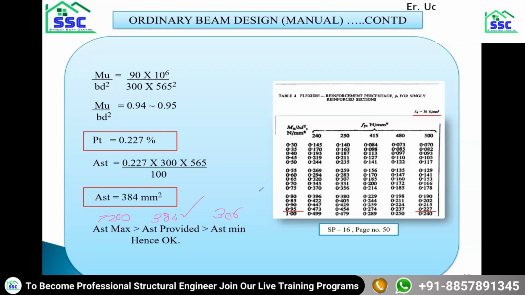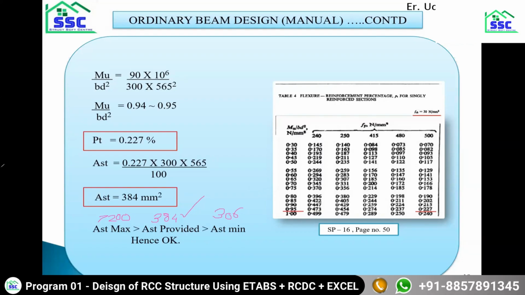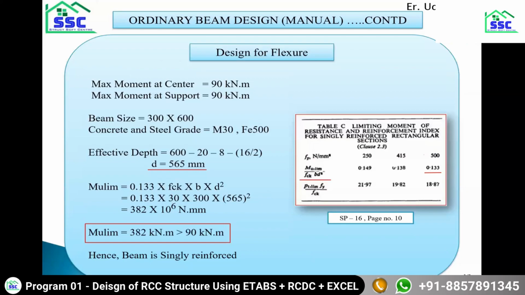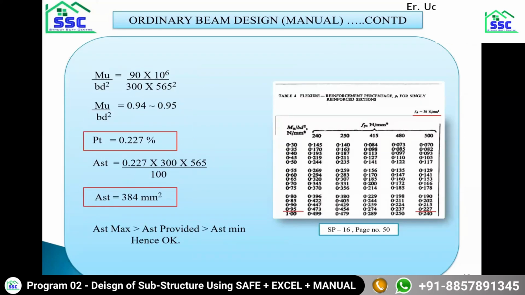Now I am not performing a separate calculation for the support bending moment and for the midspan bending moment, because both the values are the same, 90 kilonewton meter. So we have shown the calculation only for one value of 90 kilonewton meter, and our AST is 384.